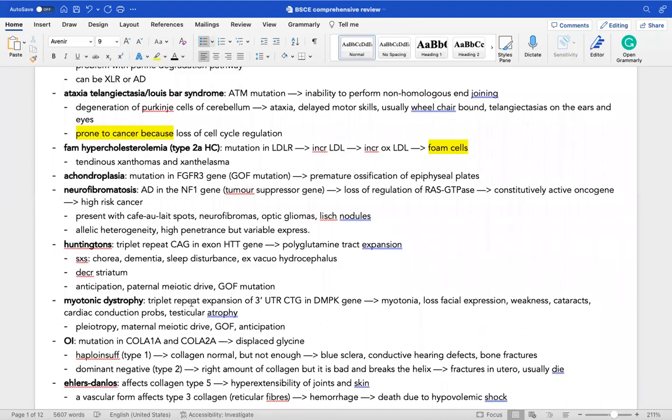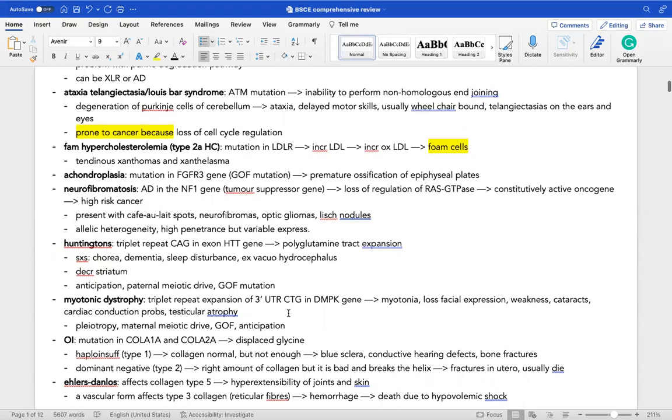Myotonic dystrophy is another triplet expansion disorder, which occurs in the DMPK gene. We have myotonia, loss of facial expression, weakness, cataracts, cardiac conduction problems, testicular atrophy, and it's again another example of anticipation.